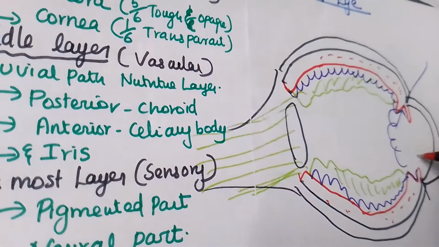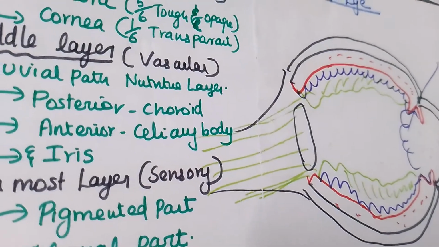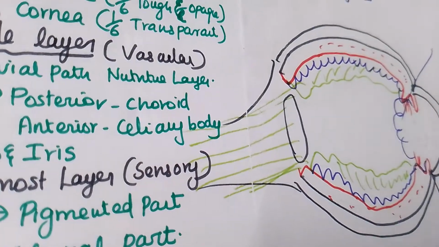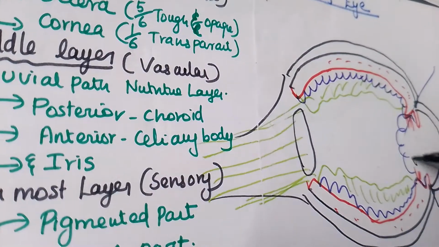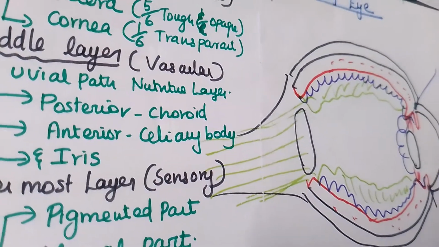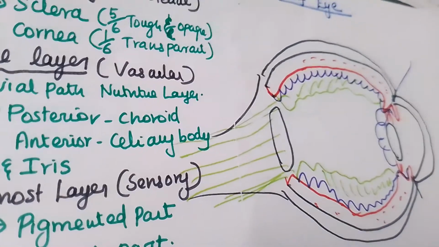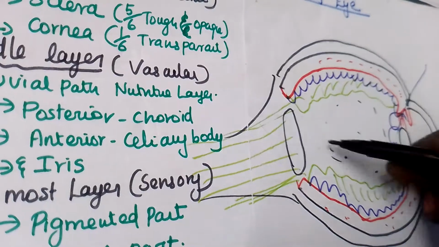There is some fluid present on the anterior side, and there are muscles extending from the ciliary body over here, called the ciliary muscles, and this round structure is called the lens. There is some fluid present in the posterior part of the eye, called the vitreous humor.